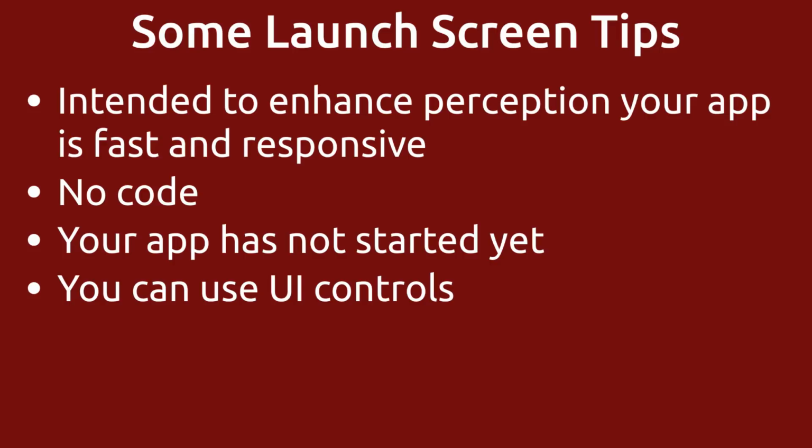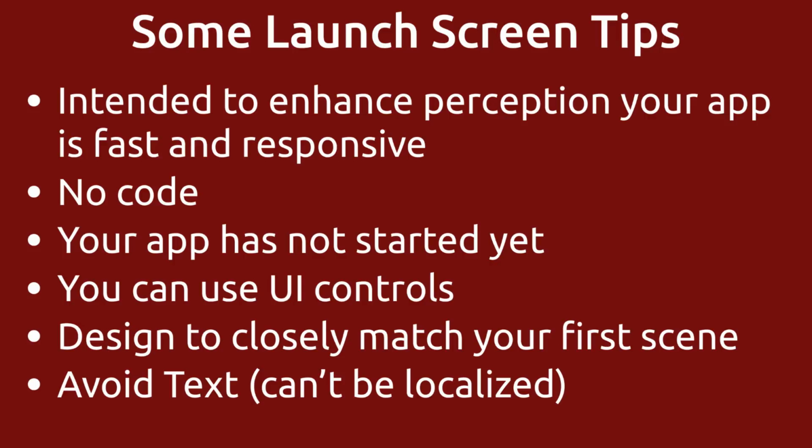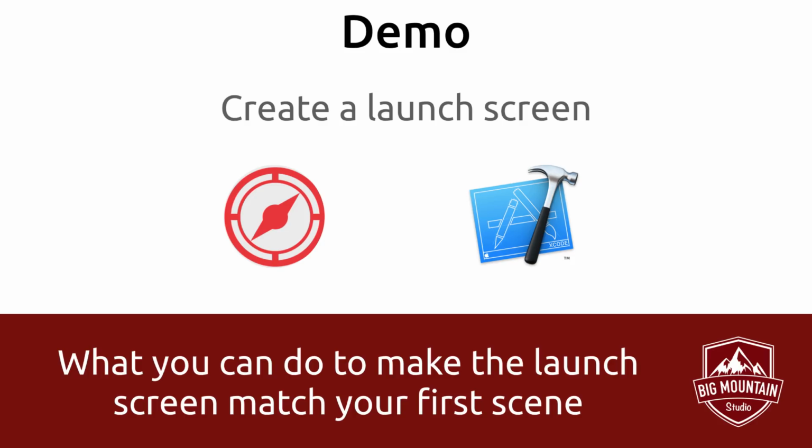And that works out well because Apple wants you to closely match your launch screen to look like the first screen that the users will see. It creates that nice transition from the launch screen to your first view controller or your first scene. And another recommendation is they encourage you to avoid text because the text can't be localized. It can't translate that text. Okay, so let's jump into our app and let's set up that launch screen.